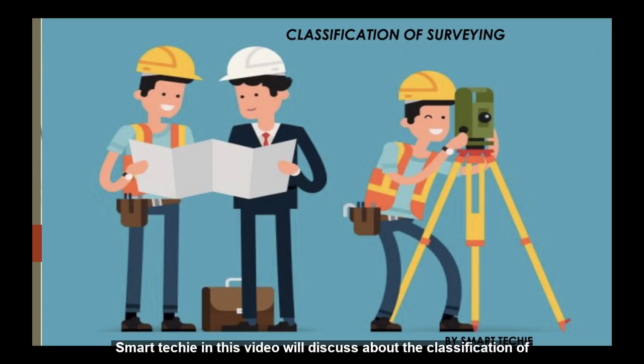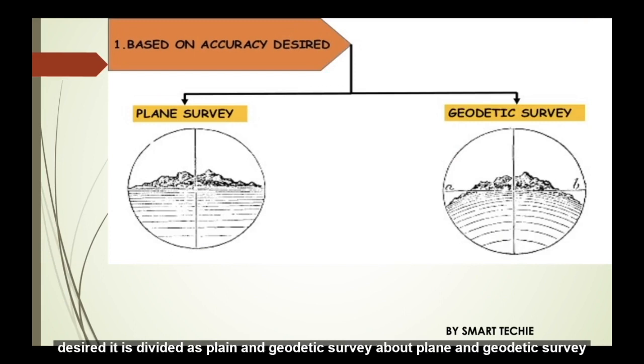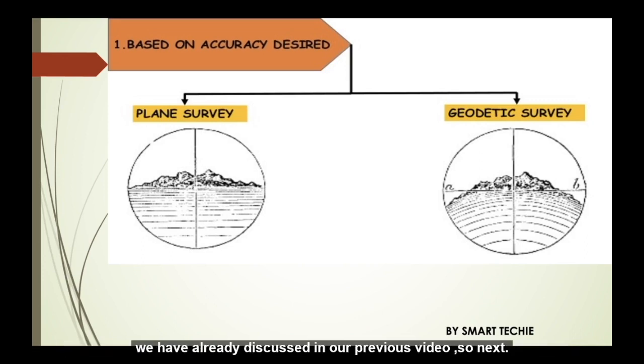In this video, we'll discuss the classification of survey. Surveys may be classified based on the accuracy desired, based on the instrument used, place of the survey, purpose of the survey, or based on the methods of survey. Based on the accuracy desired, it is divided as plane and geodetic survey. About plane and geodetic survey, we have already discussed in a previous video.